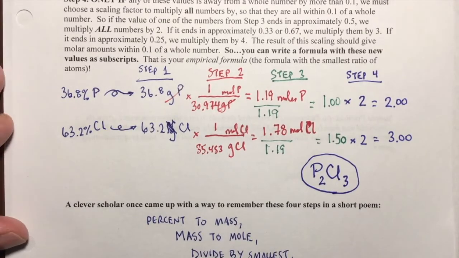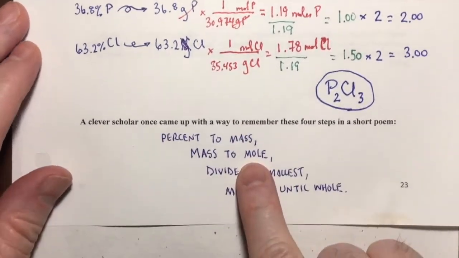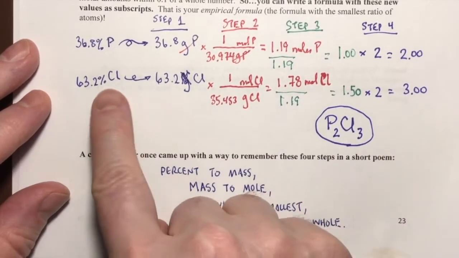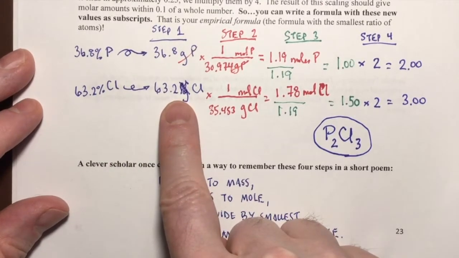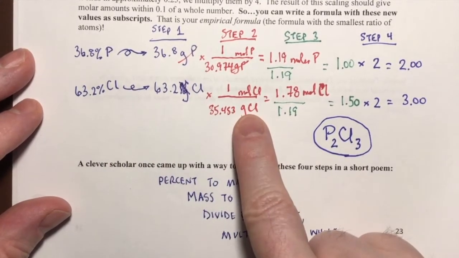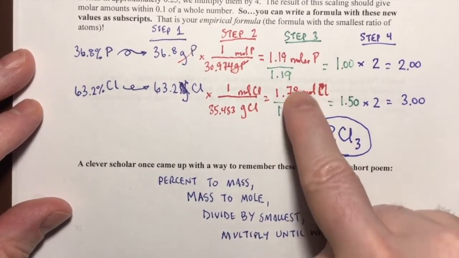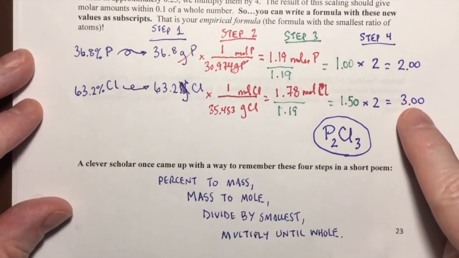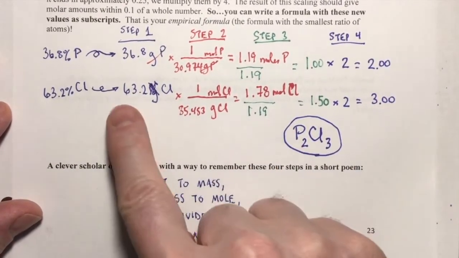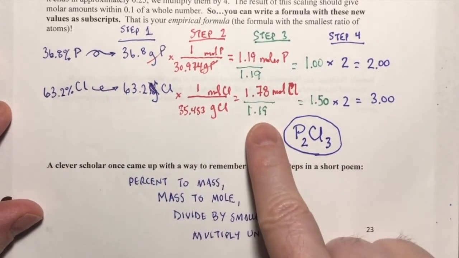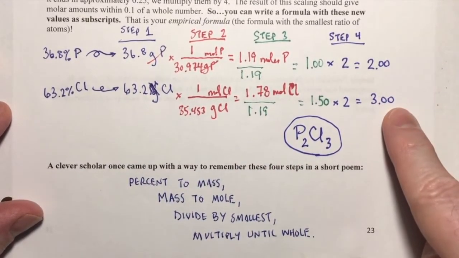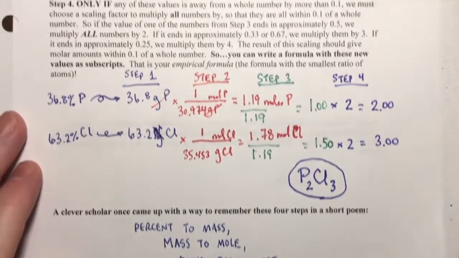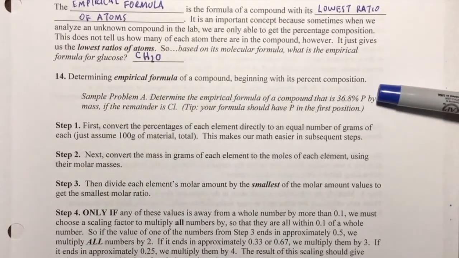And to review: percent to mass, mass to mole, divide by smallest, multiply till whole. Percent converted to a mass value, mass converted to mole values, dividing by the smallest of the mole values, and multiplying those by some scaling factor till they're close to a whole number. Percent to mass, mass to mole, divide by smallest, multiply till whole. And that's how you calculate what an empirical formula of a compound should be if you are just given the mass percents of the elements.